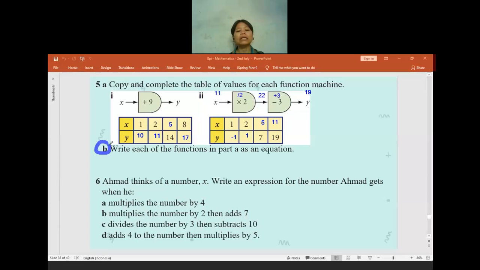We need to make an equation for the function machine. So what is the equation on the first function machine? Yes, it will be y equals x plus 9. Is there anyone who is confused about getting x plus 9? If anyone is confused, feel free to ask me. I will not get mad if you ask me any question. It will make me happier.